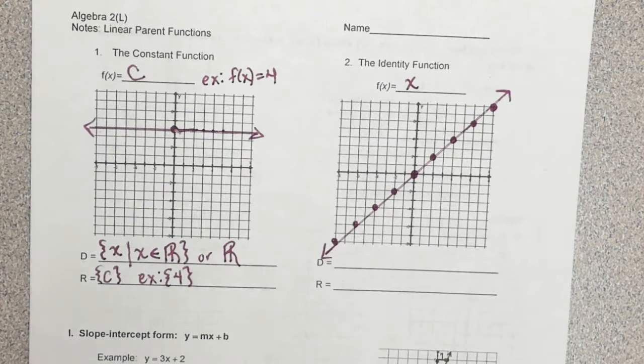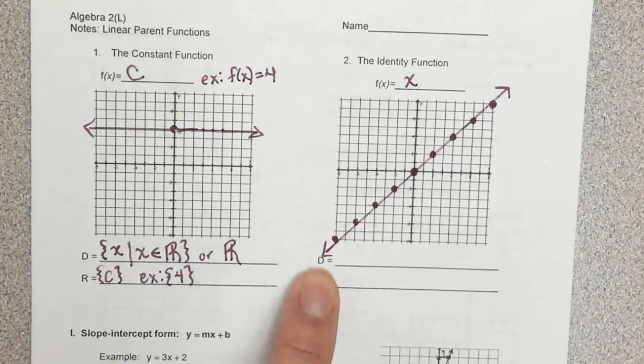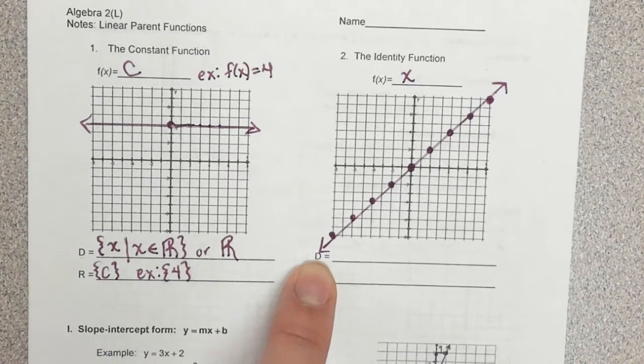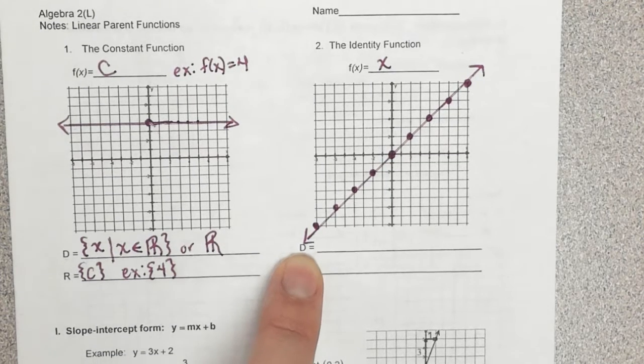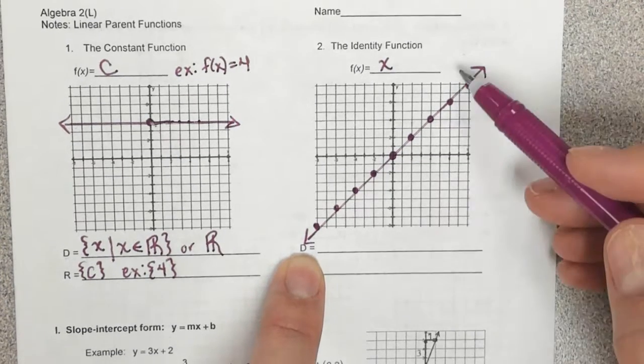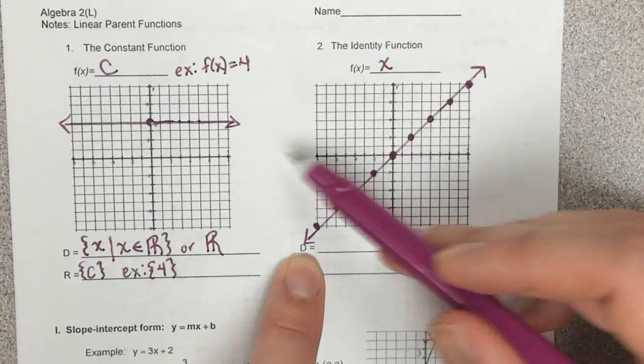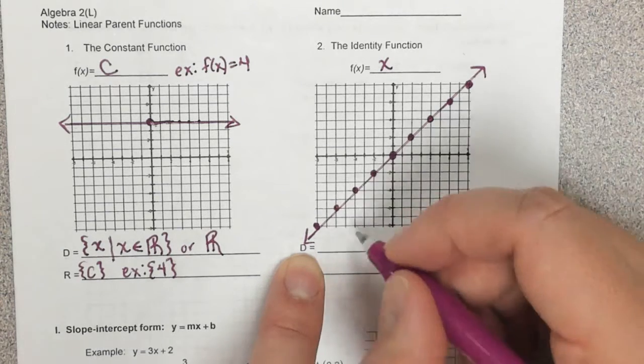All right, we look at this one and we want to figure out its domain and range. If I think about its domain, what are the values of x that are here? Is this one also all real numbers? Positive? Yes. Negative? Yes. Everything in between? Yes. So yeah, it's all real numbers.